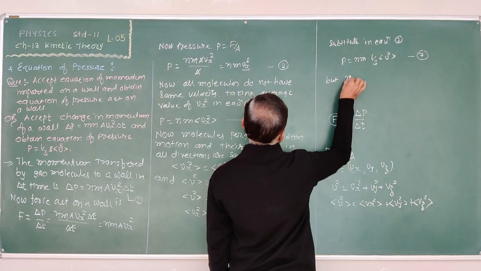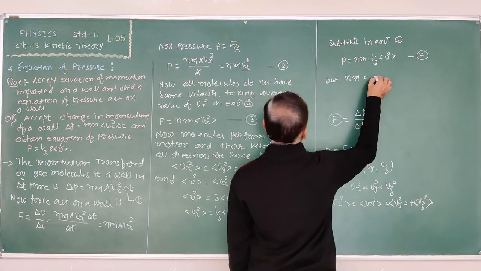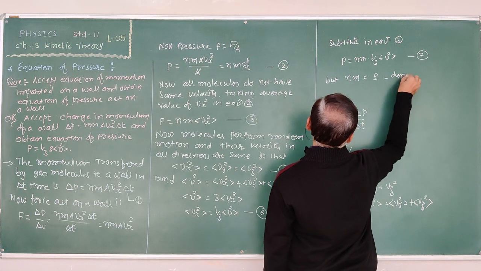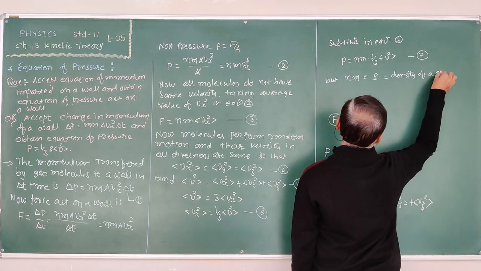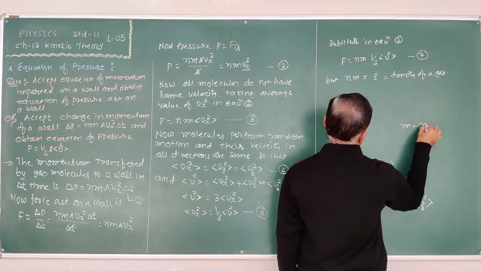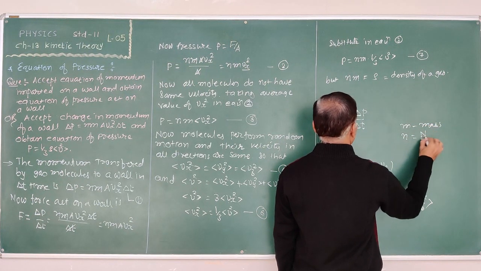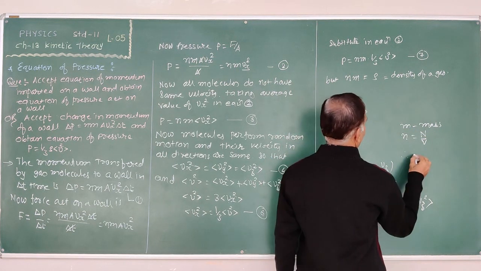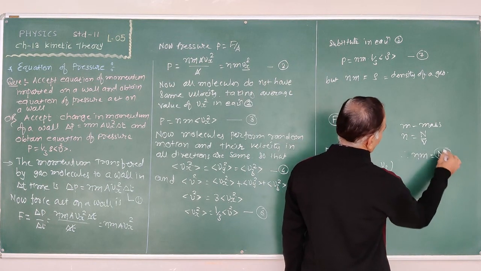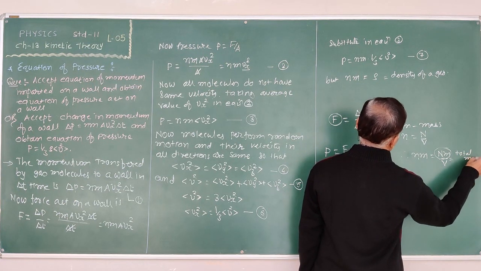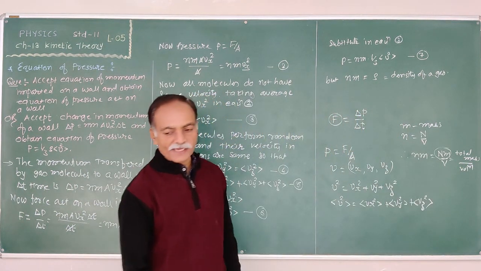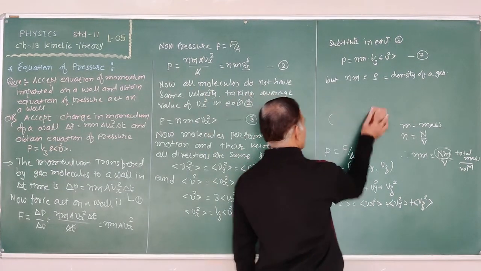But Nm is equal to the density of a gas. How does N into m represent the density? m is the mass. N is equal to the number of molecules per unit volume. Therefore, Nm is equal to N upon V times m. Now, this term represents the total mass, and that is the volume. Therefore, mass upon volume gives the density. That is the density of a gas.